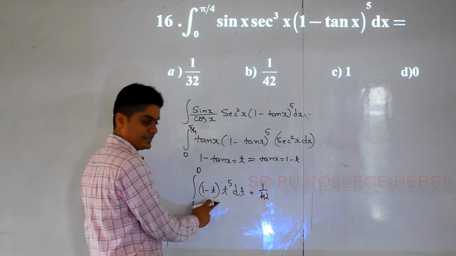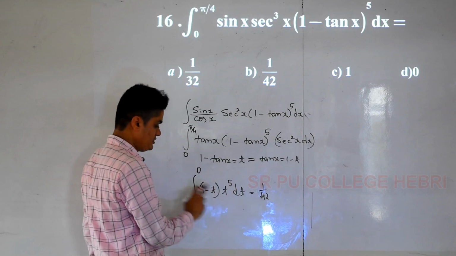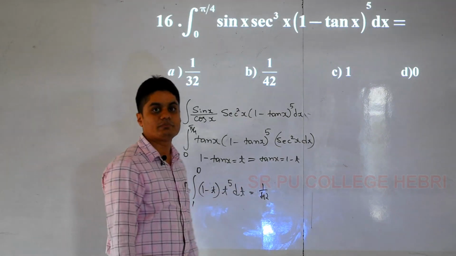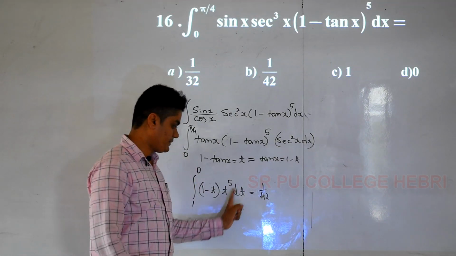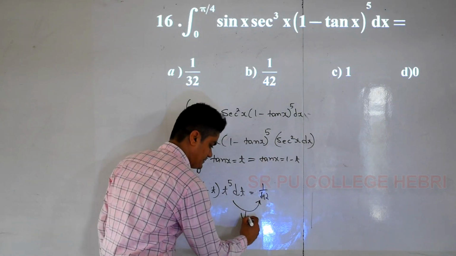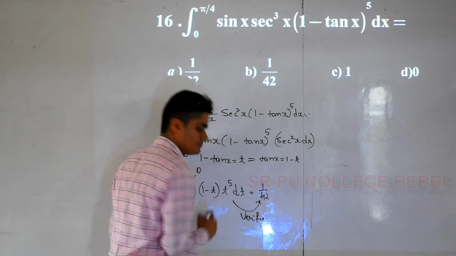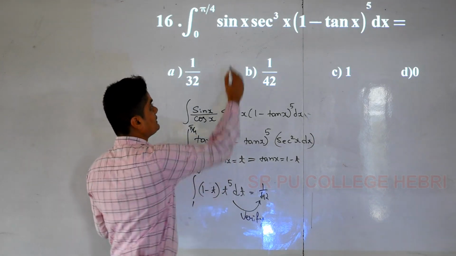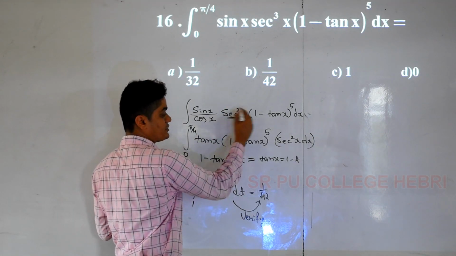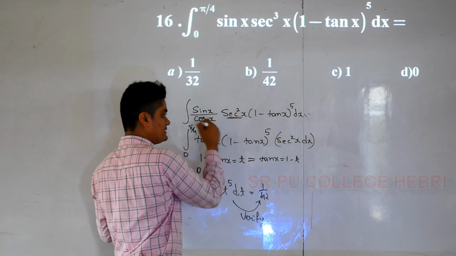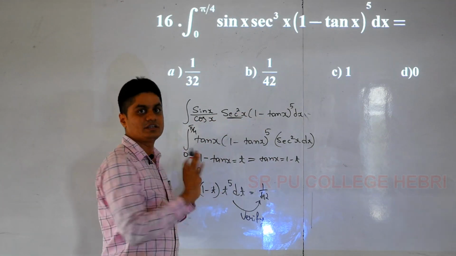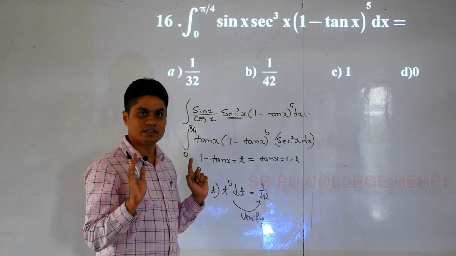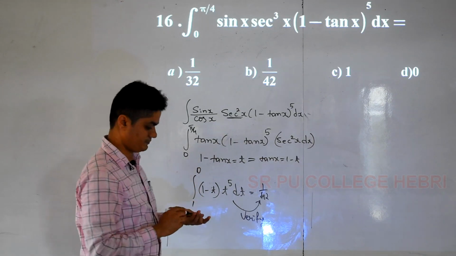I hope you know how to integrate. Multiply, then direct integration. Substitute 1 to 0. You'll get 1 by 42. So from here onwards, it is your work. Please remember that. Please verify this. So the important thing in this first question is identifying secant x: secant cube x is secant x into secant square x. Then writing like this. Once you identify this, it is done. Understood? Okay, next question.